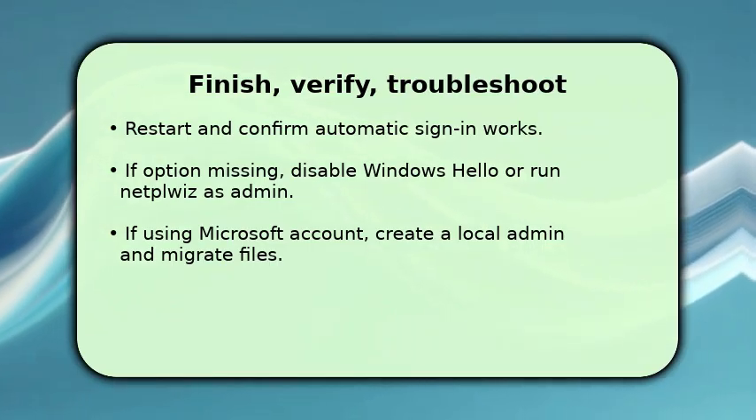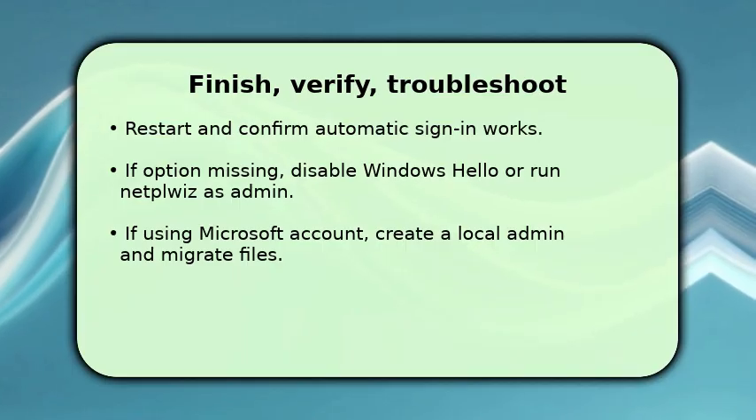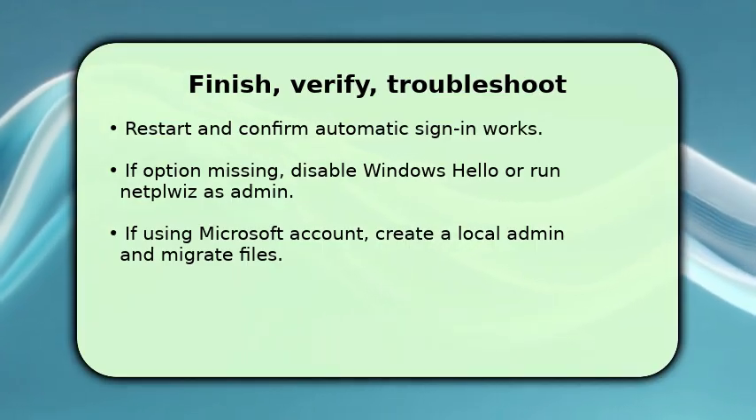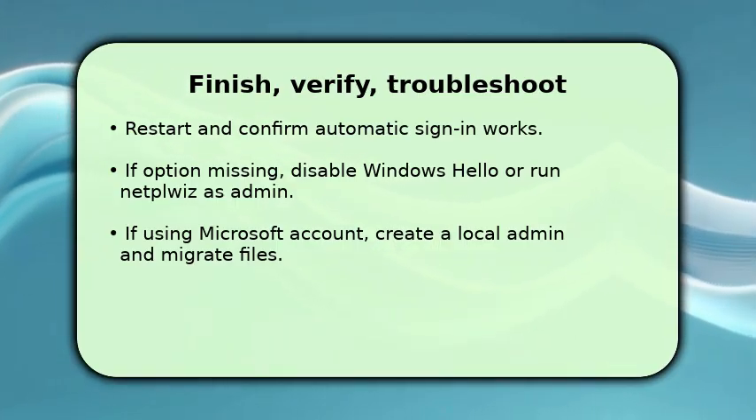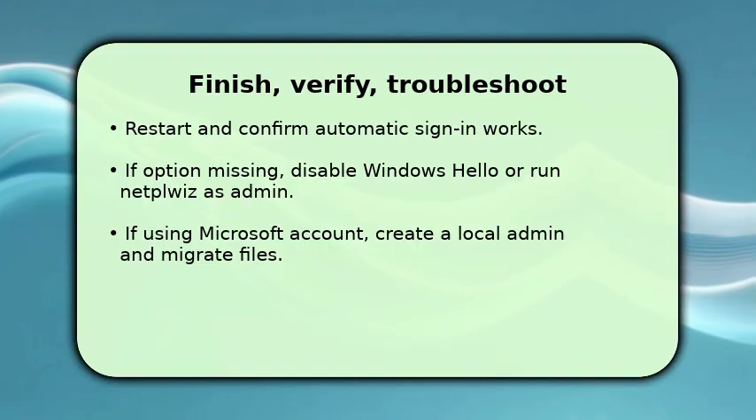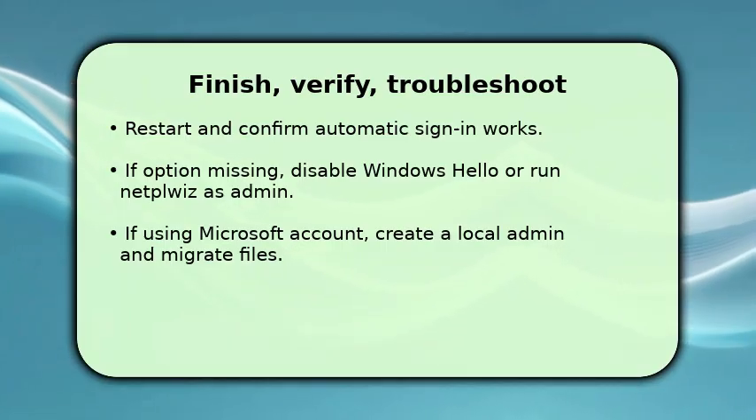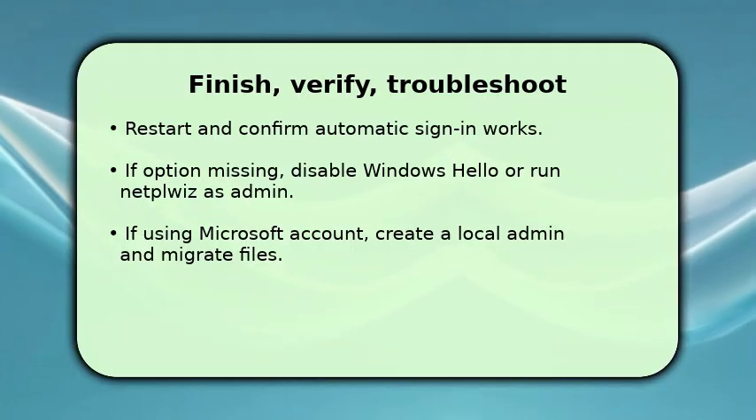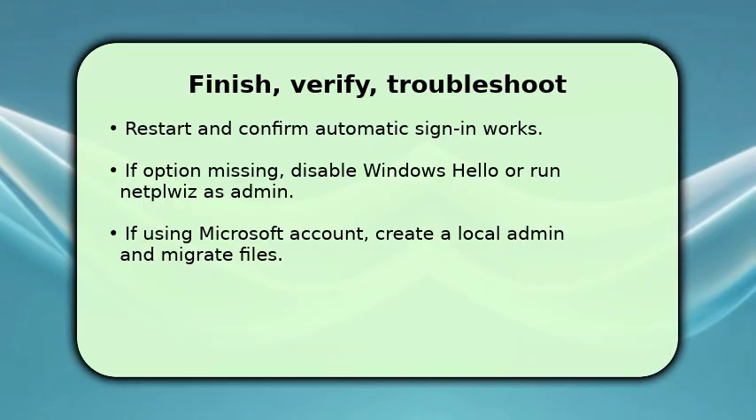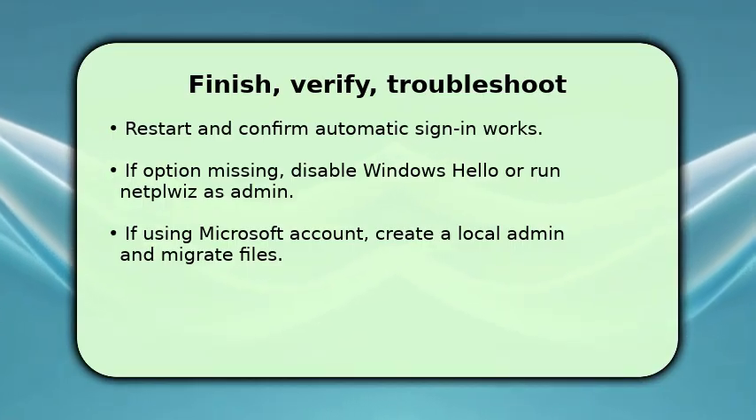If automatic sign-in fails or the checkbox is missing, open netplwiz with Run as administrator, disable Windows Hello options in Settings, Account, Sign-in options, or create a local admin and try again. One key troubleshooting tip: if you must keep a Microsoft account but netplwiz refuses, switch temporarily to a local admin. Disable automatic sign-in, then migrate back once settings are confirmed.